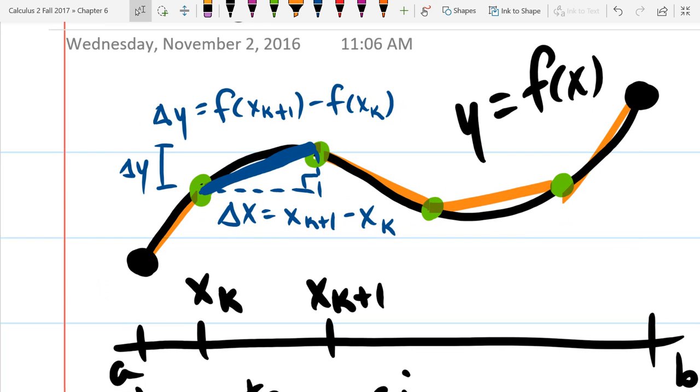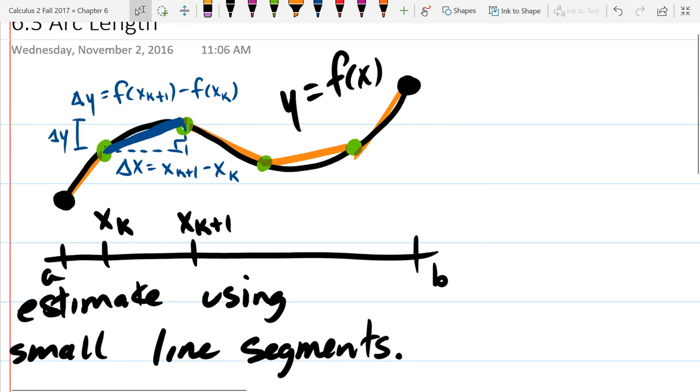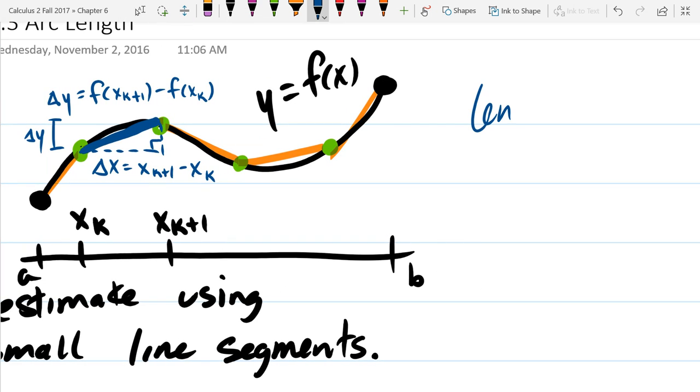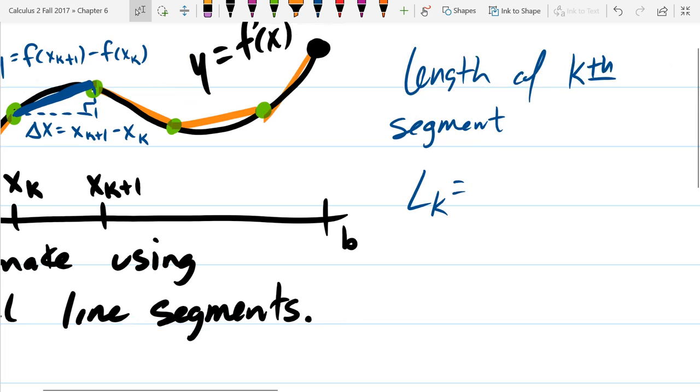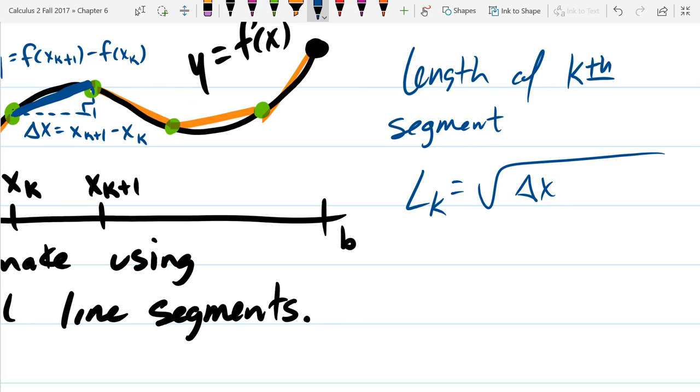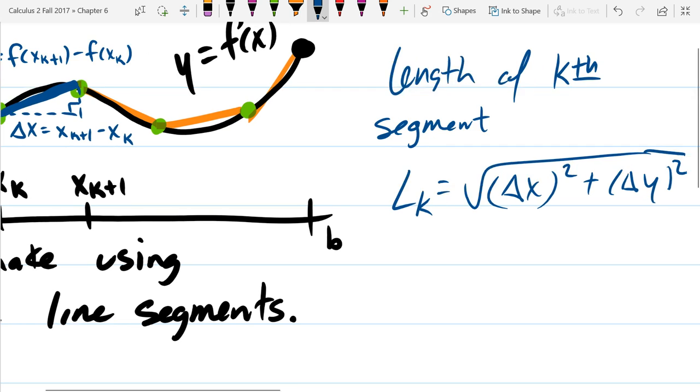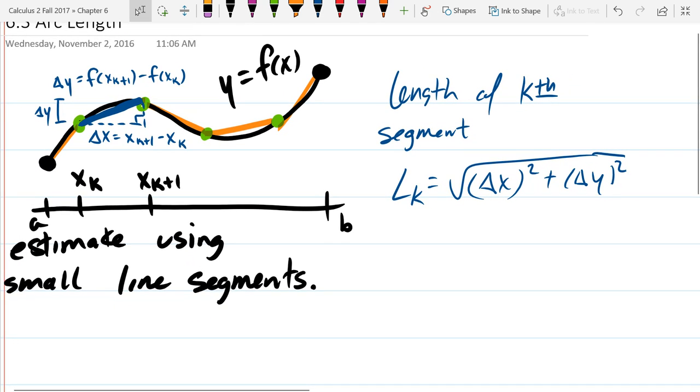All right, so that's delta x, delta y, and then the actual length that I want. So I know the length of the kth segment. I'll write this as L sub k, square root of delta x squared plus delta y squared. That's just the Pythagorean theorem right there.